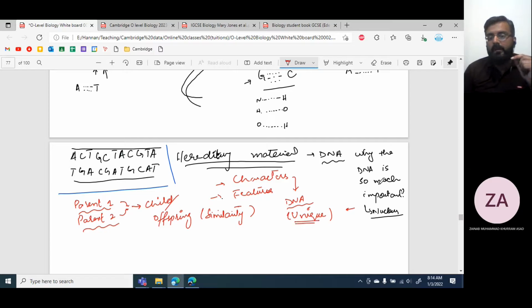This is the question I created a few minutes ago: why is it so important? It is important because it has specific nucleotides, which are also known in the language of genetics as codes.